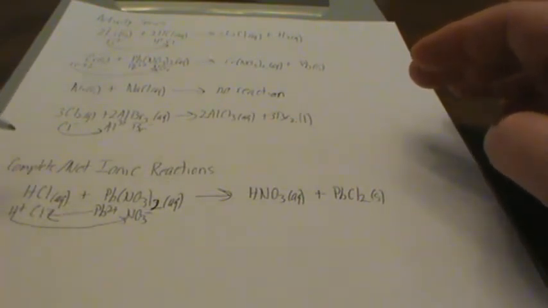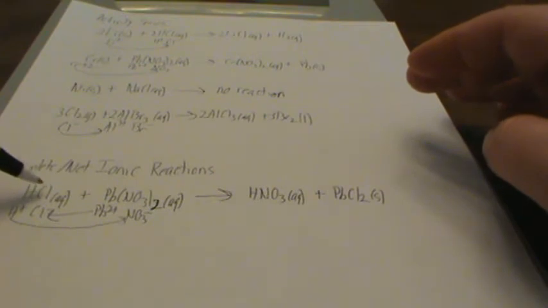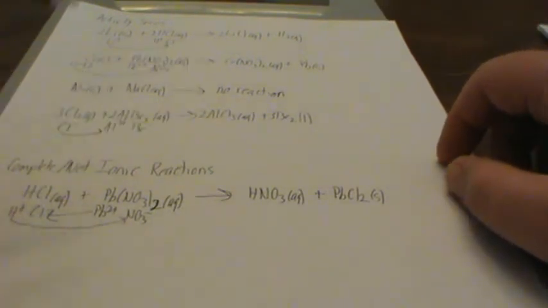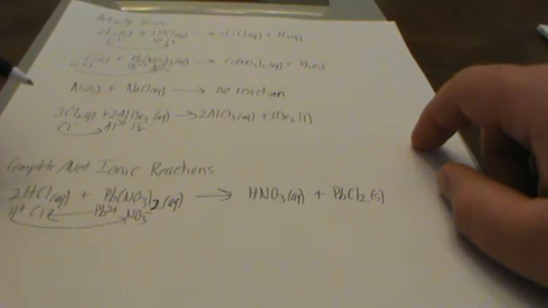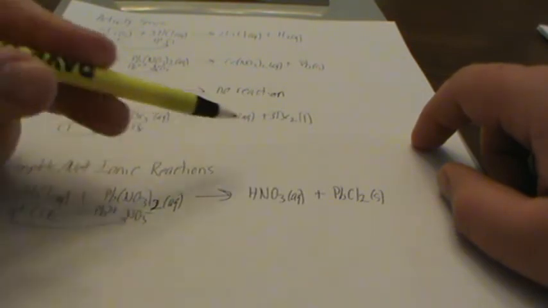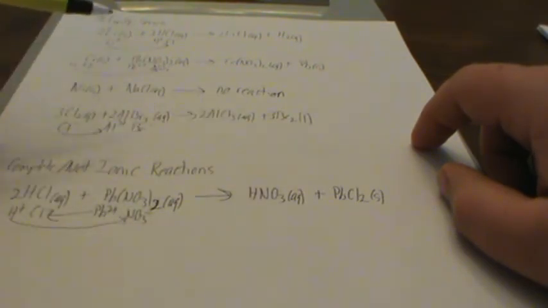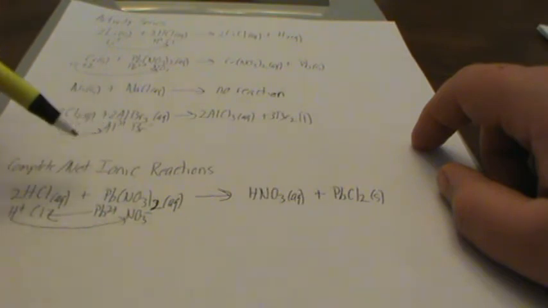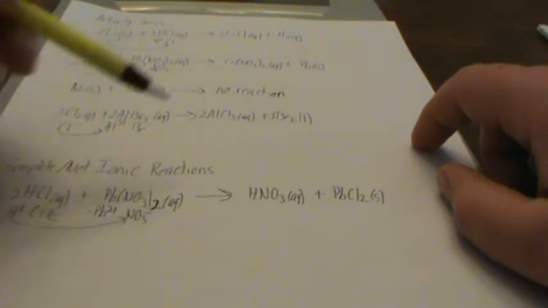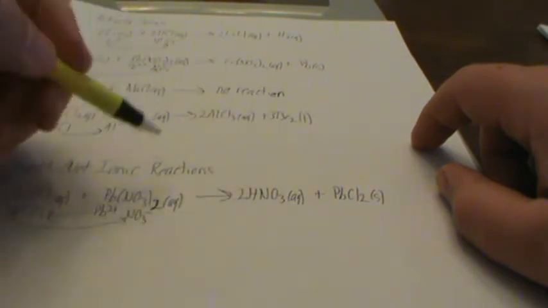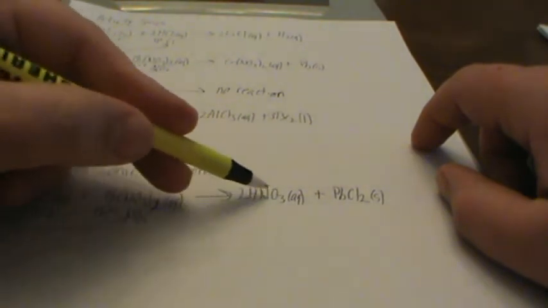Let's balance this real quickly. 1 chlorine, 2 chlorine, so we're going to put 2 right there. 1 lead, 1 lead. Okay, so those 2 are balanced, but now we have hydrogens, 2 hydrogens, so we need 2 right there. Then we have 2 nitrates and 2 nitrates.